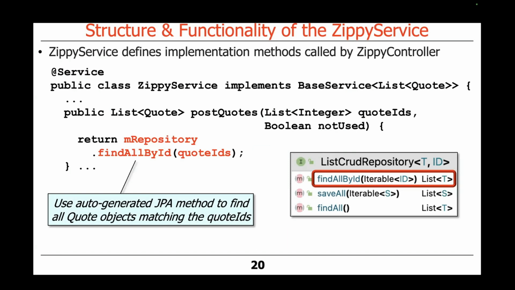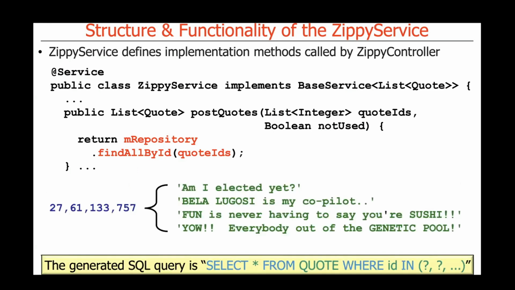And in this case, it's the findAllById method, which, as you can see, takes an iterable or a list or collection or whatnot, and it returns a list of items. This is what this would look like if you were to search for quote IDs 27, 61, 133, and 757. You would end up with these quotes that come back here, and that's equivalent to the SQL query: select anything that matches from the quote table where the ID is in this list, which is provided there as 27, 61, 133, and 757.